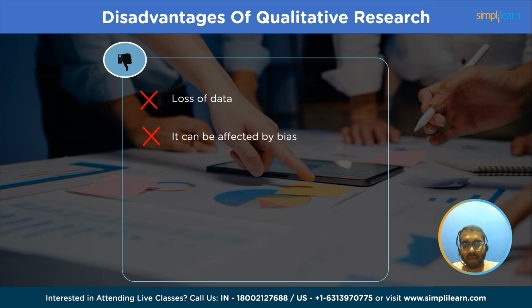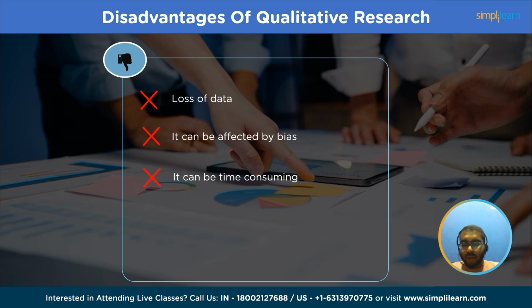It can be affected by bias. Now, you might have heard about fake news most frequently, right? So this term addresses the bias that can be present in media reporting and can consciously or subconsciously affect the data.